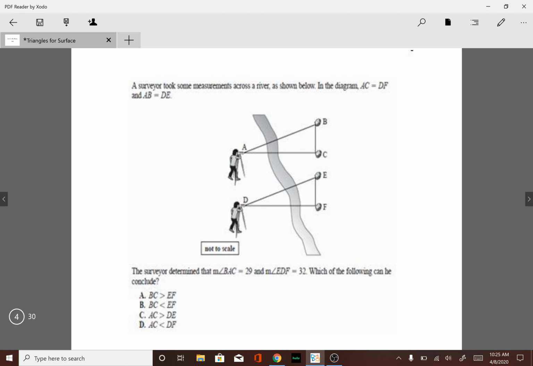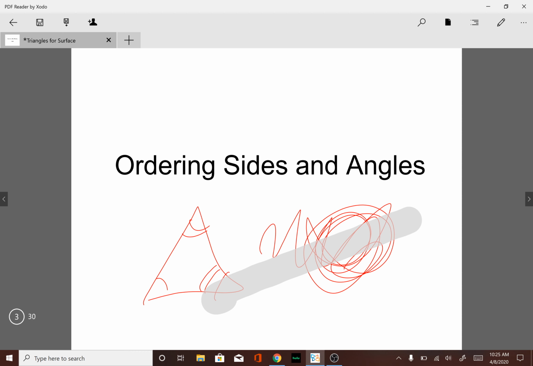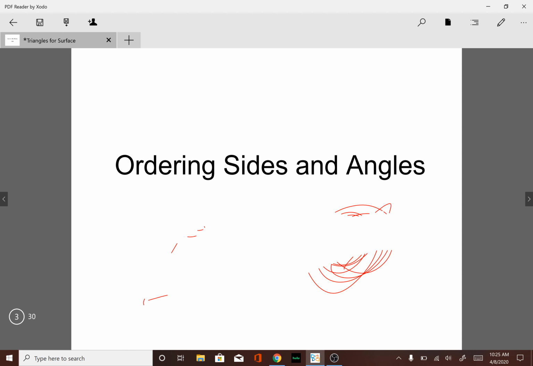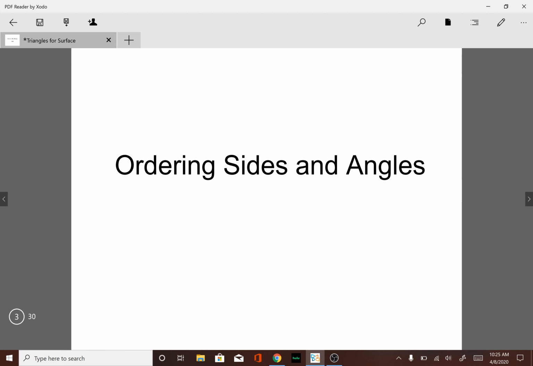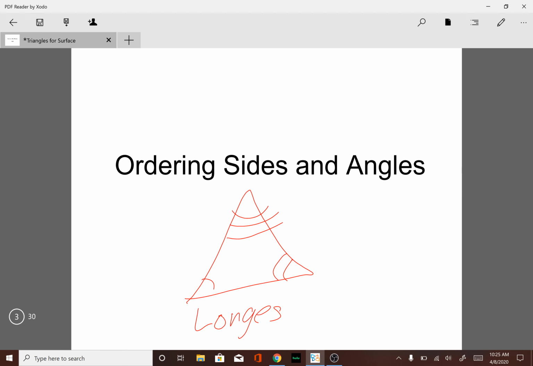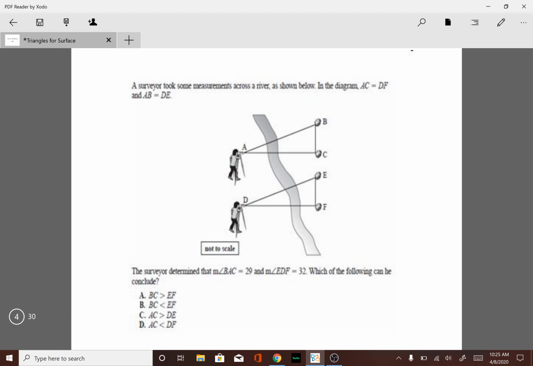So let's talk about this unit, which was ordering sides and angles of a triangle. If you guys will remember, whenever we have our triangle and we have three separate angles, the longest side is across from the largest angle, and the shortest side is across from the shortest angle, or smallest angle here. So let's look at how this goes with some problems.